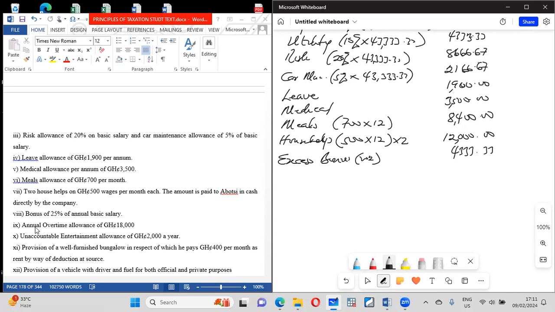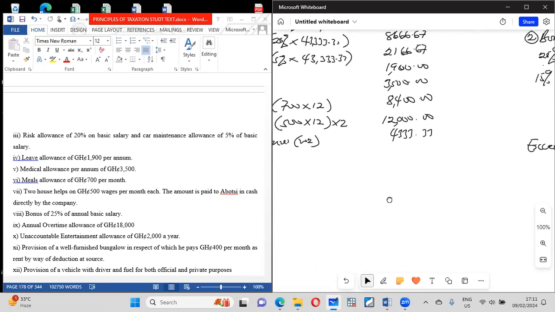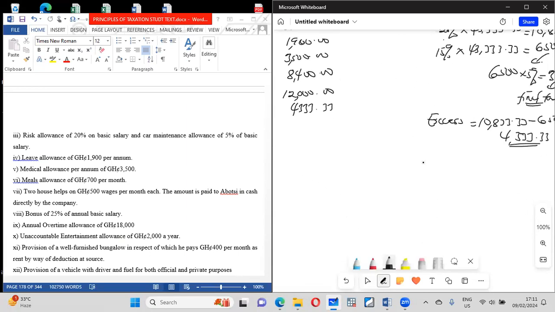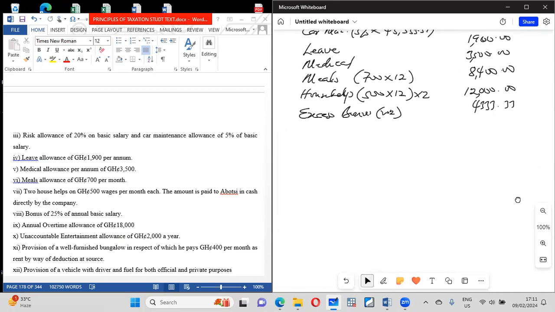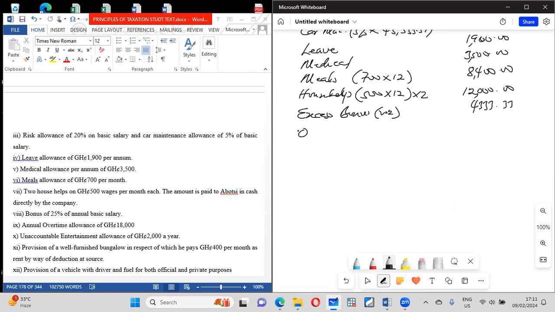The next one is overtime, the annual overtime. Let's do another workings for overtime. Before we say she qualifies for overtime, we have to find out the annual basic. The annual basic is already more than the 18,000, so this person is not a junior staff. So we have to add her overtime. That is the overtime she is receiving, 18,000.